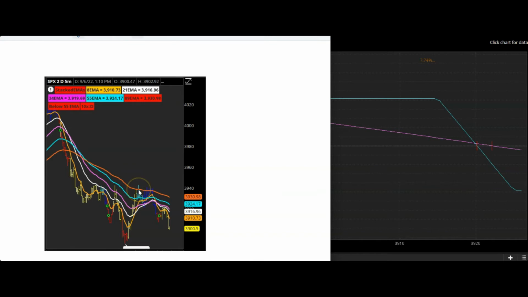Ran up to the declining 89 EMA, pulled back initially, came back to test the same 89 exponential moving average. Couldn't take out the level we were watching, 39.40, came back down, made a higher low, not for long. This higher low did not hold. We're currently at 3,900. Let's see if we are coming down to retest lows of the day.